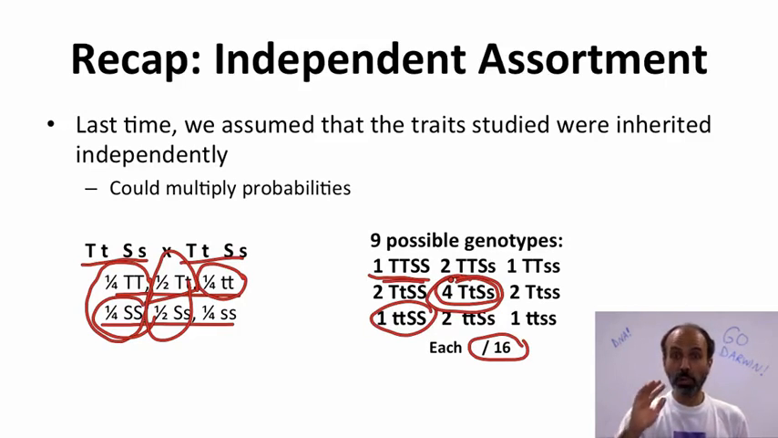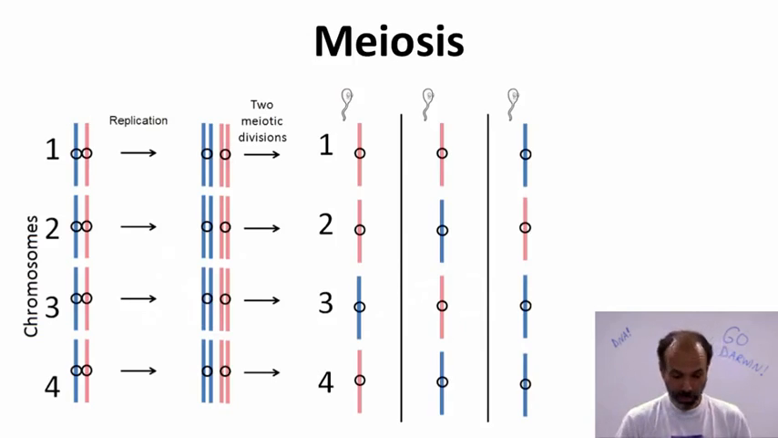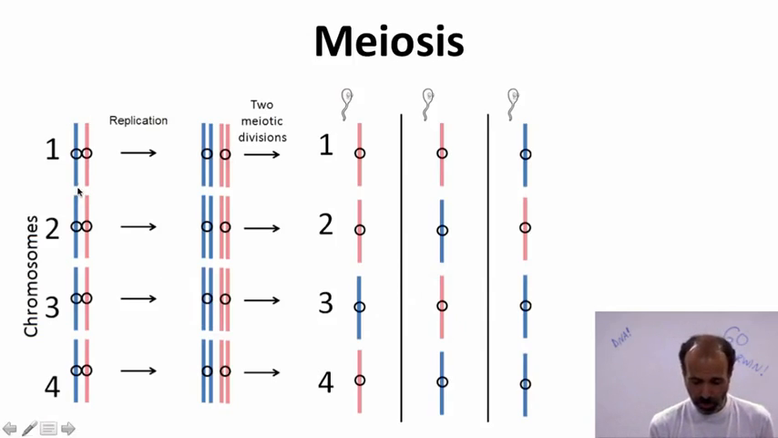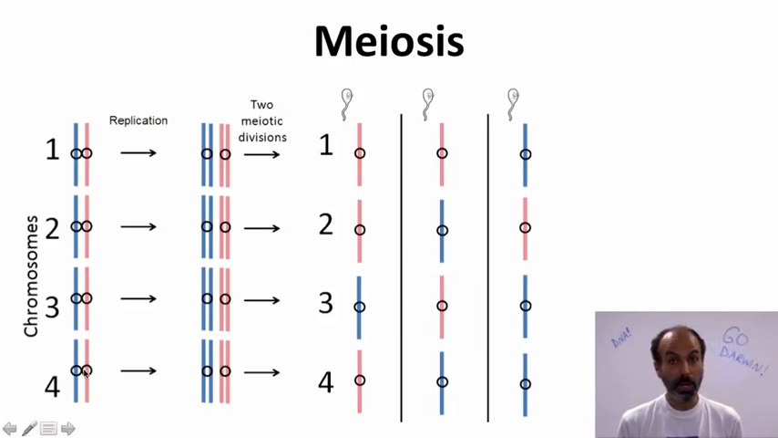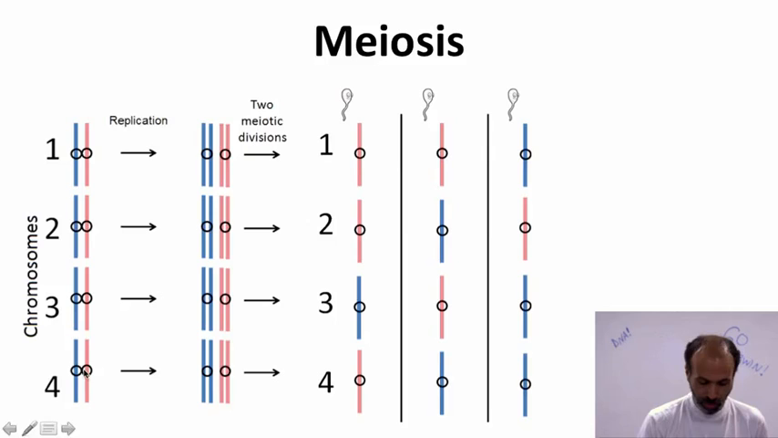Now, independence works well with this independent assortment thing. And we can see how this happens by looking at the chromosomes. Imagine here, let's say all the blues came from dad and all the reds came from mom. And this is now in the individual. This is chromosomes 1, 2, 3, and 4. Okay? You have your meiotic divisions, and then you produce this set of gametes.